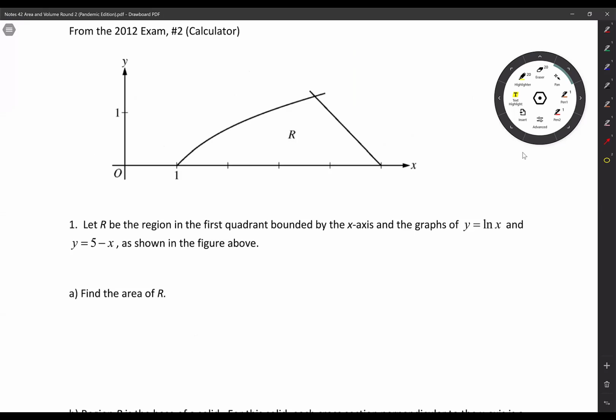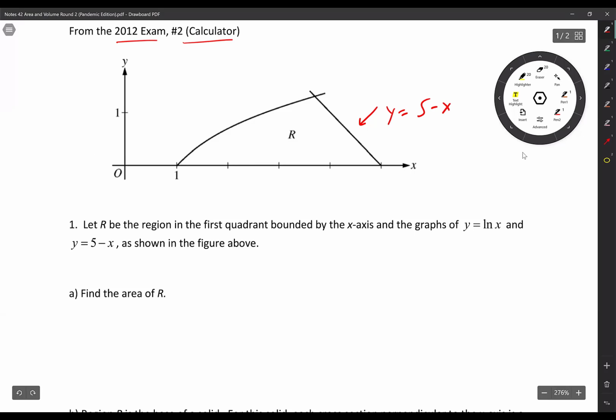So question one, this is from the 2012 AP exam. You can use a calculator, so I would use a calculator. It says, let R be the region in the first quadrant bounded by the x-axis and the graph y equals ln x, and y equals 5 minus x, as shown in the figure above. I hope you can tell which graph is which. This is a linear line, 5 minus x.